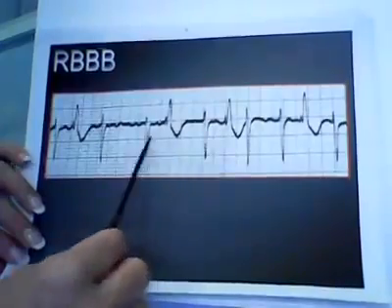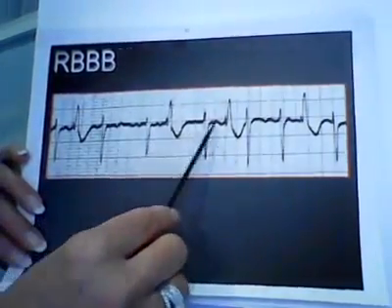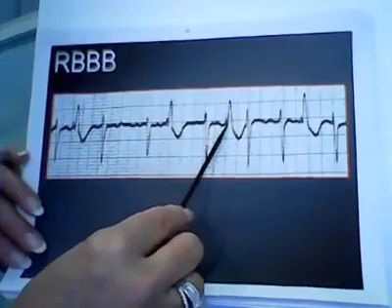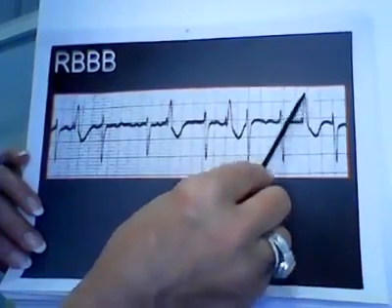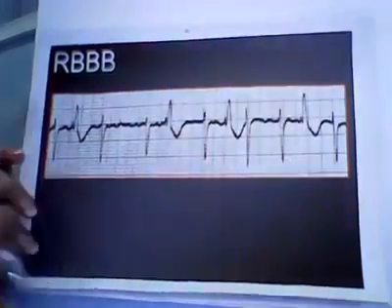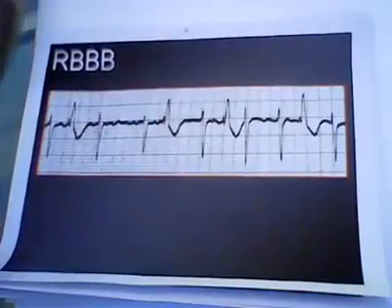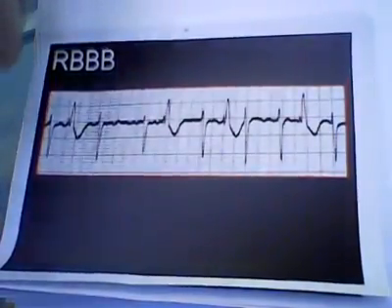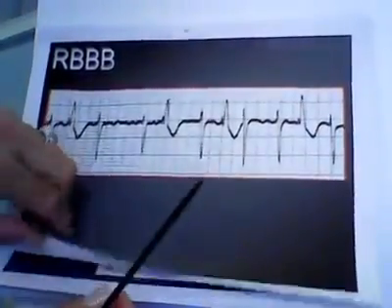These are not PVCs. How do I know? You have a little r followed by a big R. You have a little r followed by a big R. These are aberrantly conducted beats that got aberrantly conducted because the right bundle was tired. They call this Ashman's phenomena.